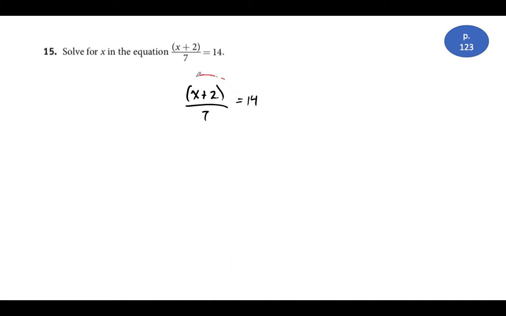So I have only one term here. I hope you see that. And this term has a 7 in the denominator. So I'm only going to multiply 7 once. Don't multiply 7 times each term inside the parentheses. We're looking at the whole thing. This is one term, so I multiply it by 7. And if I multiply this side by 7, I'm going to multiply this side by 7.